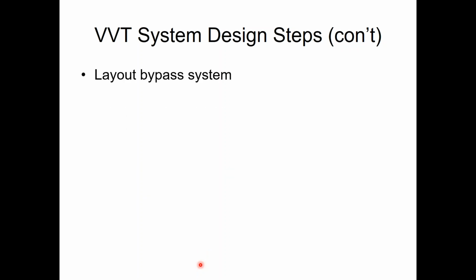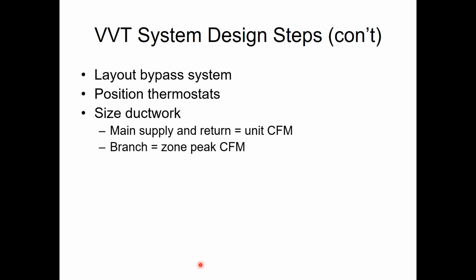Then I'm going to lay out the bypass system. I've got some drawings. I'll show you that in a minute and figure out where I'm going to put the bypass and how big I'm going to make the bypass. I'm going to decide where I'm going to locate the thermostats. Same general good rules for that. Don't put them by doors. Don't put them by windows, that kind of thing. Obviously, each thermostat needs to be in the space that you're actually controlling with that damper. All right, goes without saying, I would think.